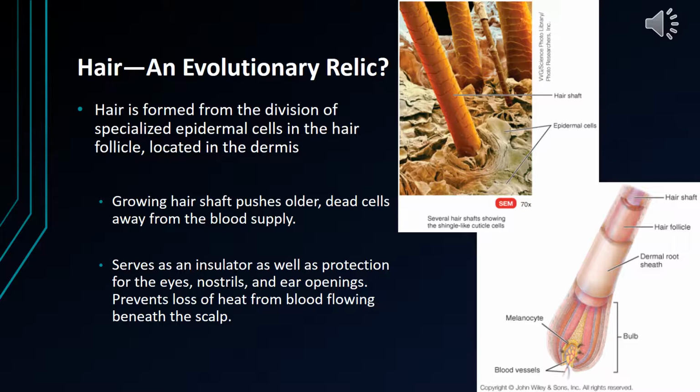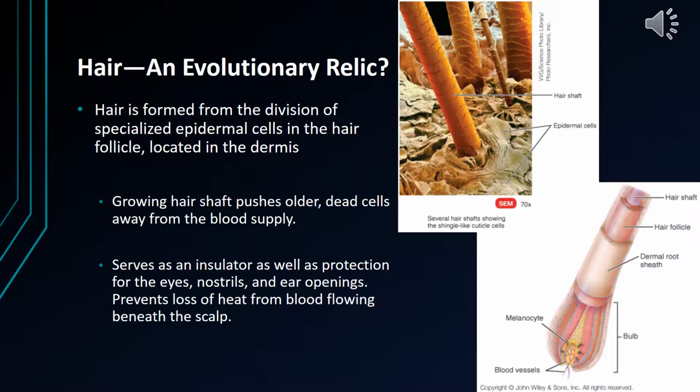Hair serves as an insulator as well as protection for the eyes, nostrils, and ear openings, and it also helps to prevent loss of heat from blood flowing beneath the scalp. And over here you can see a microscopic image of the hair shaft and the epidermal cells surrounding it. And then in the corner is just a diagram of the structure of hair.